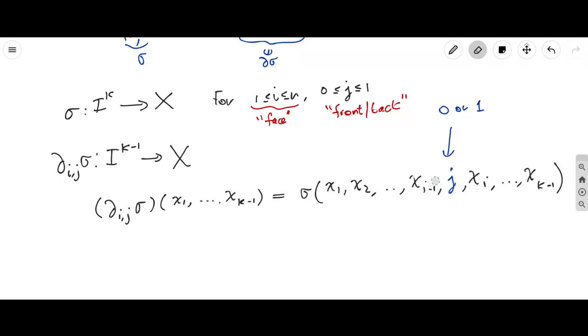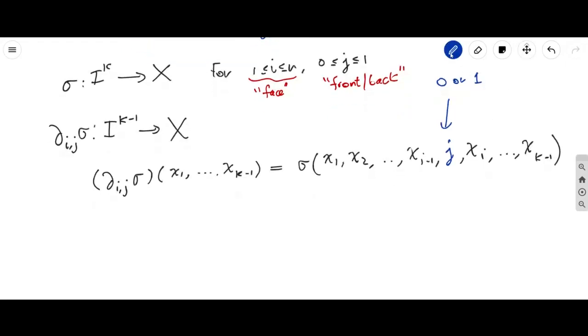Okay, so that's the way you do it. And then the way you define the boundary operator, you define the boundary of sigma to be the sum. This is going to be the ith face of the jth face. I'm sorry, this is the ith face, and then you have the front and back. And then here you're going to put the alternating sum, and it's going to be i plus j.